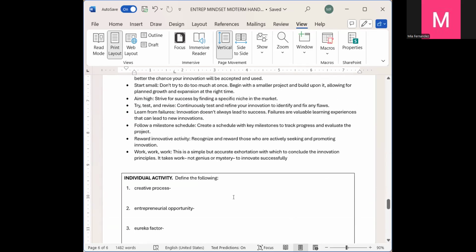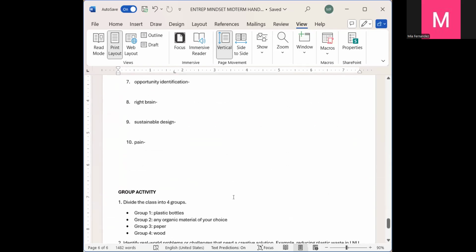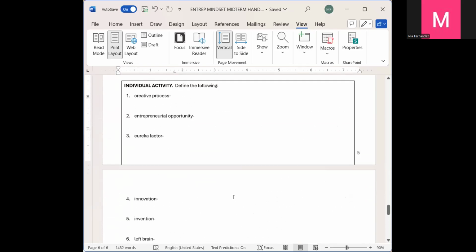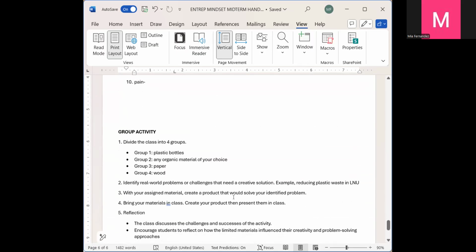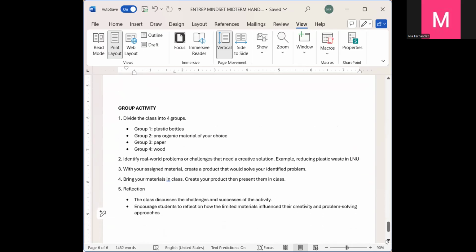So we have the individual activities in here, and we'll be submitting this one next meeting, next week. So we have a group activity. Divide the class into 4 groups: plastic bottles, any organic material, paper, and wood. Identify real world problems or challenges that need a creative solution. Example, reducing plastic waste in LNU. Okay, there you go. I will be posting the group.